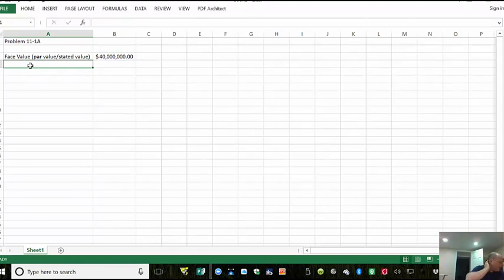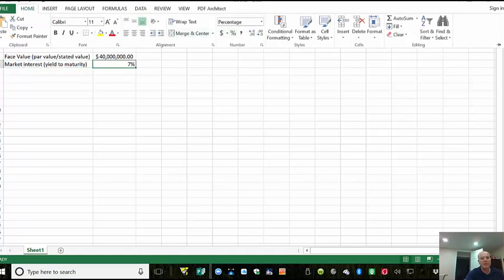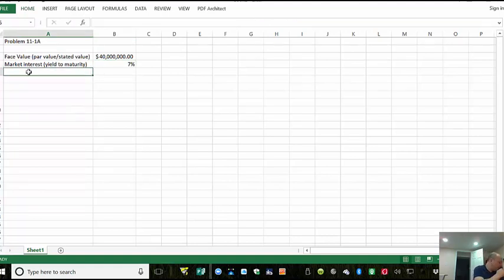And the bond market interest, also called yield, or yield to maturity, is 7%. So we're going to put 0.07 here and make it a percentage. The other term for that, of course, is the effective interest rate.